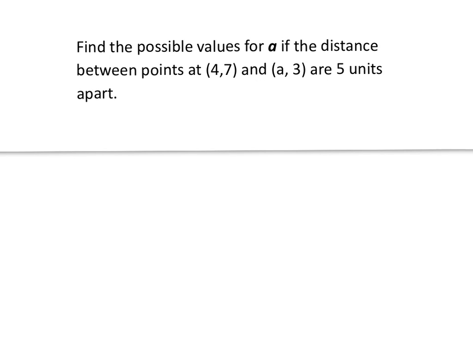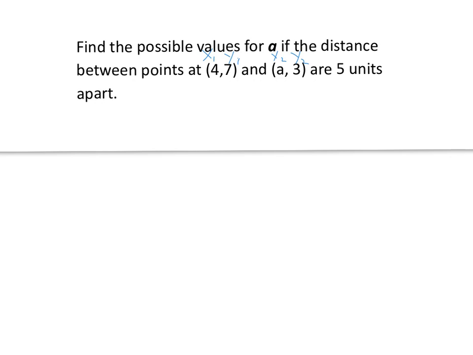Now we're given one of the points and half of the other, where we have to solve and figure out what could be 5 units away from the given point (4, 7). So I will call (4, 7) x1, y1. I'll call (a, 3) x2, y2. Now I'm going to use the distance formula, but now I'll have different values to plug in, meaning a variable a instead of a number.